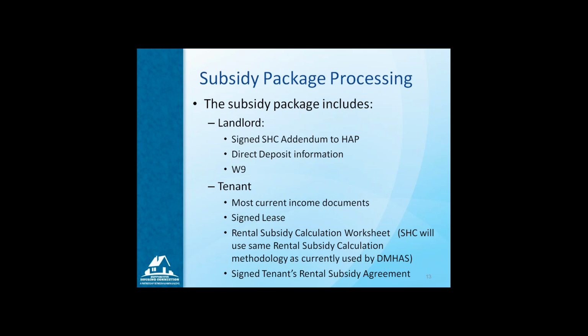Now, you may be wondering what goes into a subsidy package. Well, it includes items from both the tenant and the landlord. From the landlord, it includes the signed SHC addendum to the HAP, as well as the actual HAP, direct deposit information, and the W-9. From the tenant, we require the most current income documents, a signed lease, the rental subsidy calculation worksheet, and the signed tenant's rental subsidy agreement. The SHC is using the same rental subsidy calculation methodology as currently used by DMHAS.